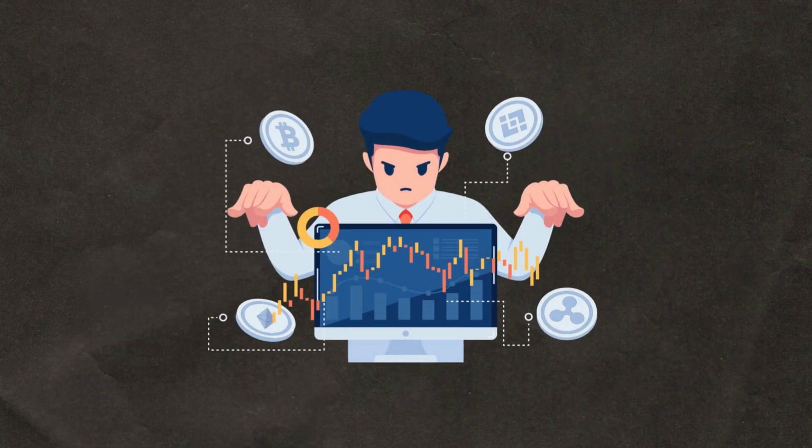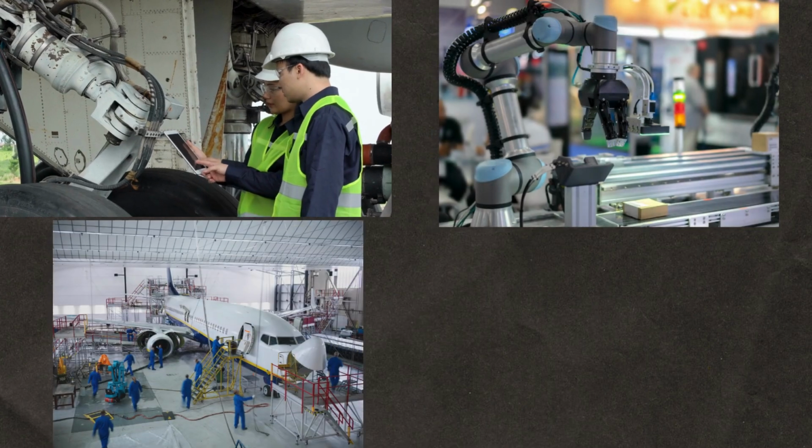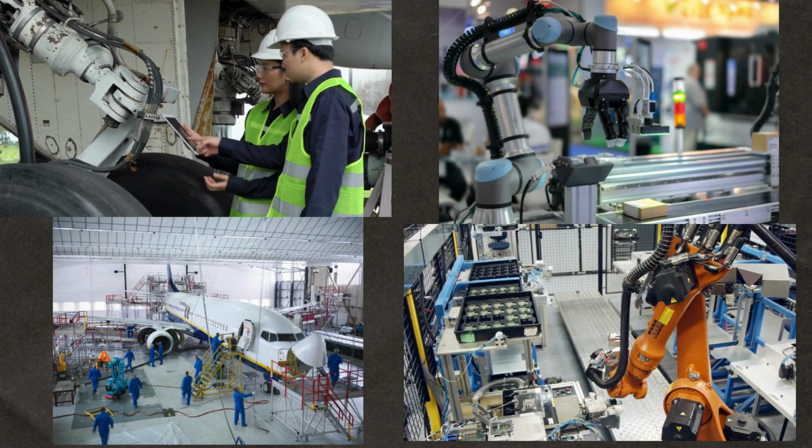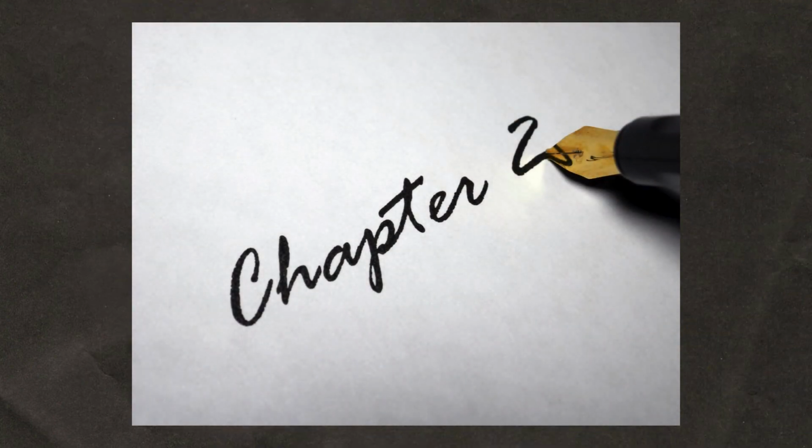System control is crucial in various fields such as engineering, robotics, aerospace, manufacturing, and process industries. Introduction of the second chapter.